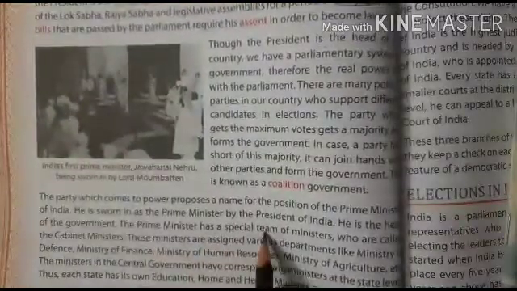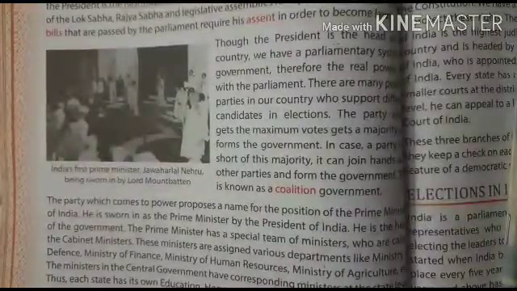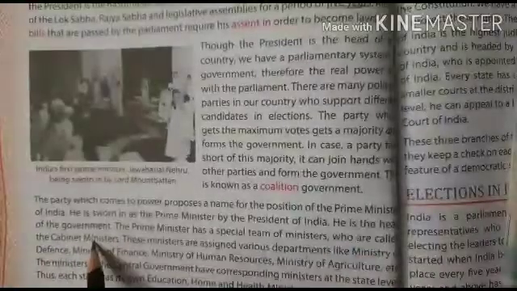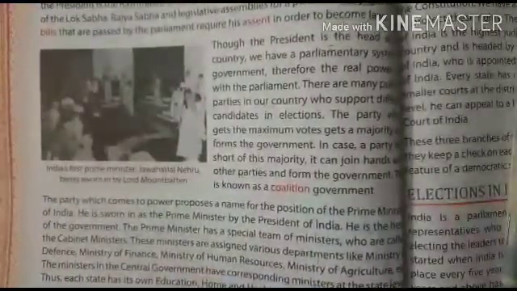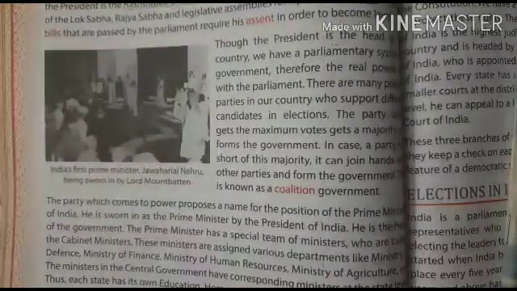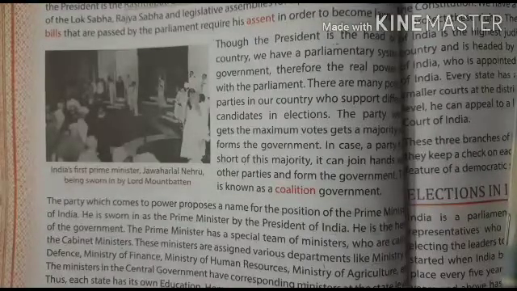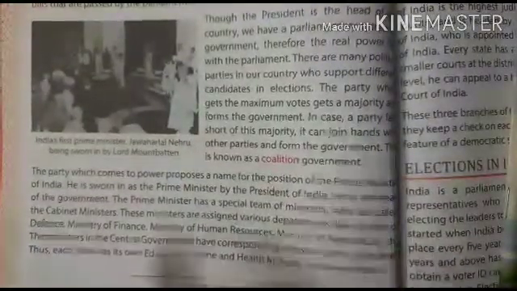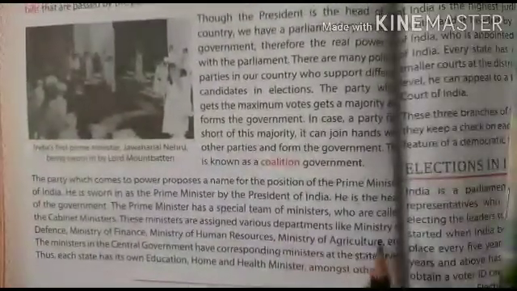The Prime Minister has a special team of ministers, who are called the cabinet ministers. These ministers are assigned various departments. When the Prime Minister is working with different ministers, his ministers are appointed in various departments. What are those departments? We'll see. The various departments are Ministry of Defense, Ministry of Finance, Ministry of Human Resource, Ministry of Agriculture, etc.